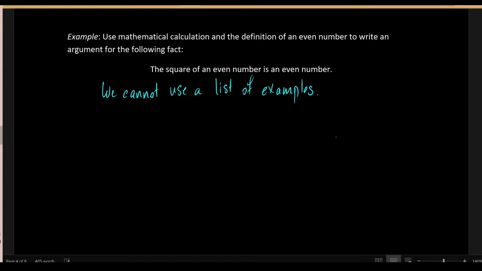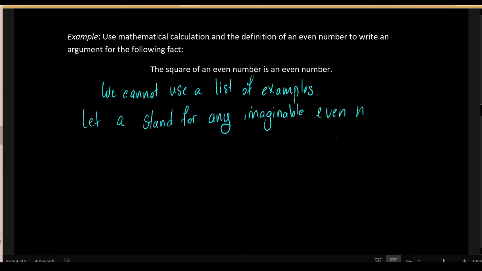So I'm going to say, I'll just call it A. Let A stand for any imaginable even number. Okay, Mr. Skeptic, if you want A to be 1,000,002, we'll let A be 1,000,002. If we want A to be -6, A can be -6.